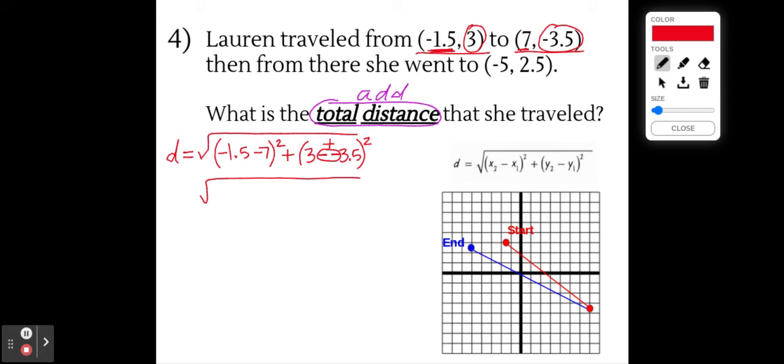So now I want to do parentheses first. And so I want negative 1.5 minus 7 in the calculator, and that's going to give me negative 8.5 squared. And then I've got 3 plus 3.5, because remember a minus a negative is adding, and that's going to give us 6.5 in the calculator.